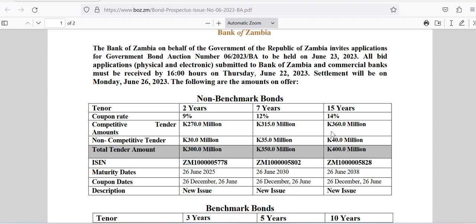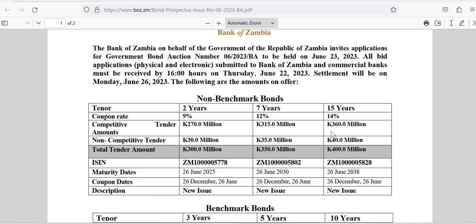Okay, so in this video, I'm going to share with you how you go about calculating how much you expect from a given bond, based on how much you have invested. To do that, I'll share two documents that are issued by the Bank of Zambia.